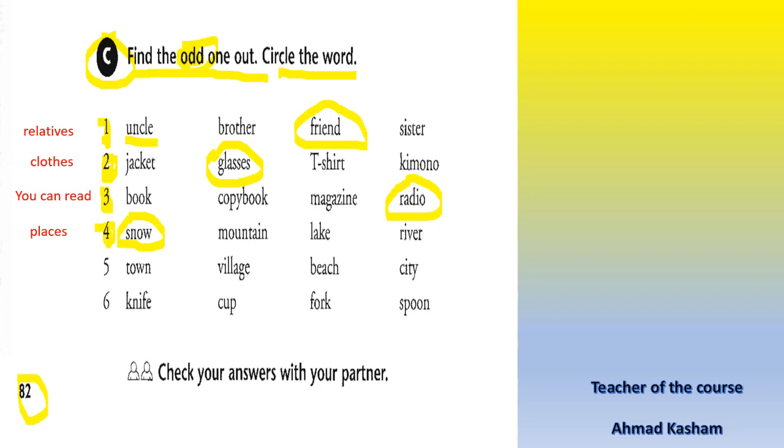Now, number 5. Town, village, beach, city. Of course, beach. Why? Because a town, a village, a city are places where people can live. Number 6. Knife, cup, fork, spoon. Now, which one should we odd out? It's cup. Why? Because you can eat with a knife, a fork, a spoon, but you drink with a cup. This is the difference.